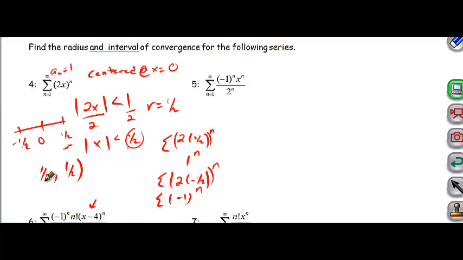So from negative 1/2 to 1/2, we have parentheses on both because we can't use either. So our basic steps are we figure out where we're centered at 0. We set the r value. The absolute value of that has to be less than or equal to 1. Not equal to, just less than 1. And then we figure out what x has to be.